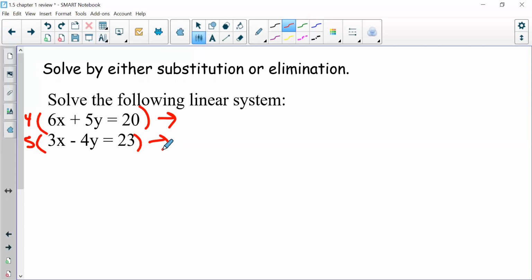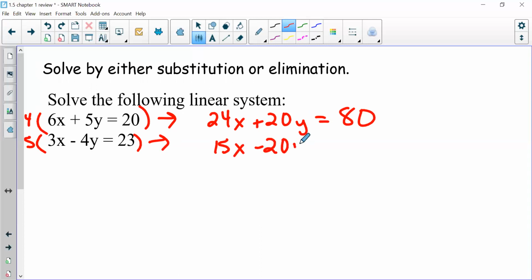4 times 6, or sorry, it's not 30, it's 24. And then 4 times 5 is 20, and 4 times 20 is 80. And then 5 times 3 is 15. 5 times -4 is -20. And then 5 times 23 is 115. Making the y's even? Yeah. Okay. Anyone want to verify 115? Yes. Okay.